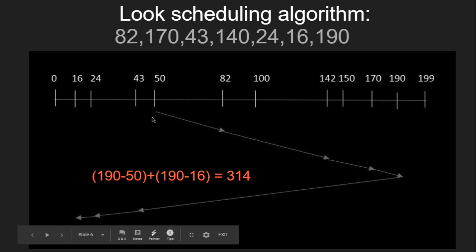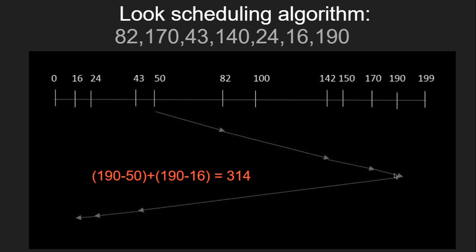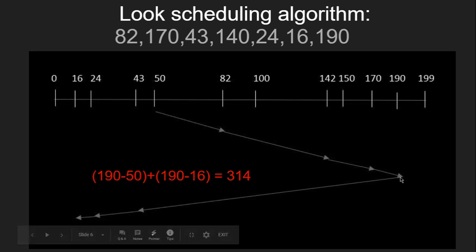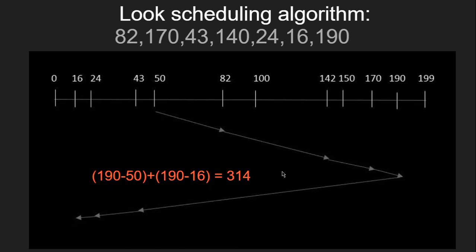From 50 it is going till 190. Again, there is no need to make patches of answers here. Straightaway you can add between 190 and 50, and that is one answer. Then from 190 to 16 is another answer. We can add up the answers to get the final head movements.